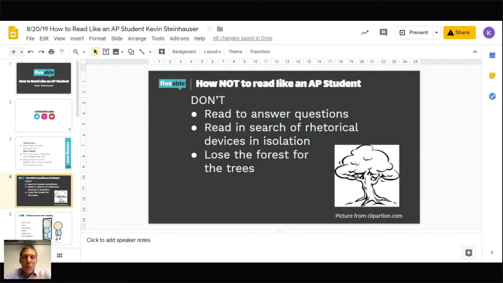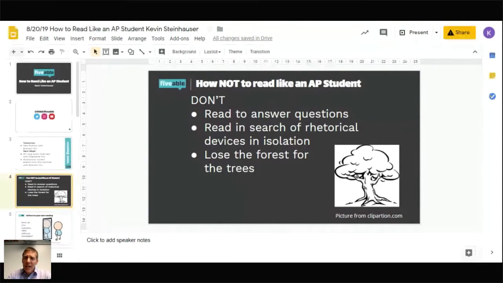So let's use a simple one that I know everyone knows, a metaphor. The point is not to go find metaphor and symbolism and simile in the text. The point is to say, okay, what does the text say? And then AP Language is, how does the author achieve his purpose or her purpose? So rhetorical devices are part of the picture, but they are not the point of the picture.